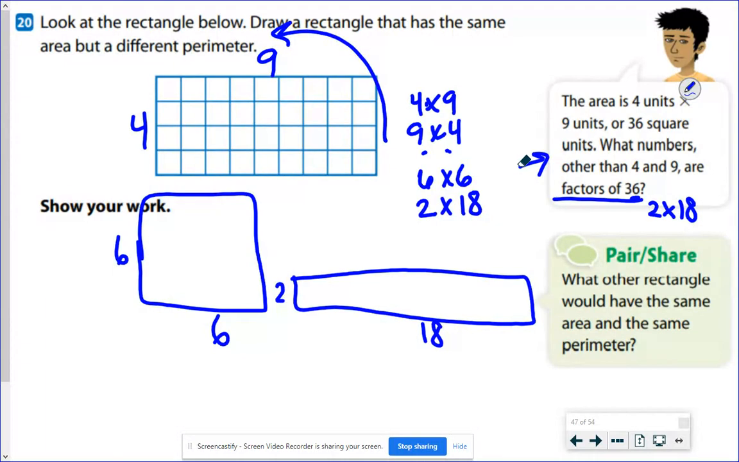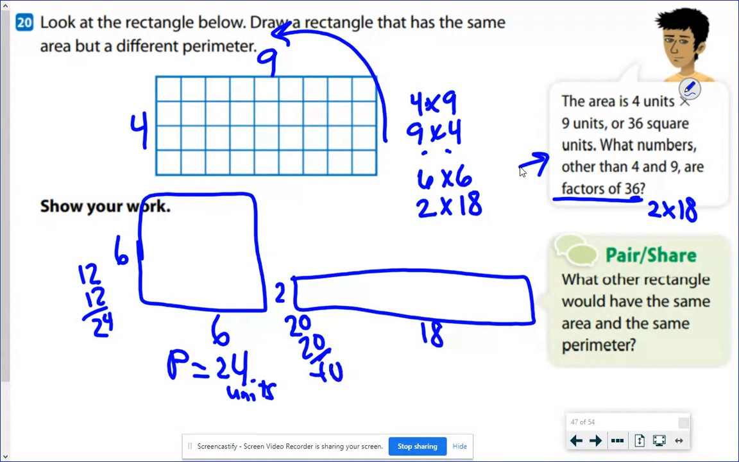Area 36. The perimeter of this one would be 6 plus 6 is 12. And double that. That would be 24 units. So that would be same area, different perimeter. Just for practice, this one would be 2 plus 18 is 20. And then the other two sides would be 20, and that would be 40, perimeter of 40 units.